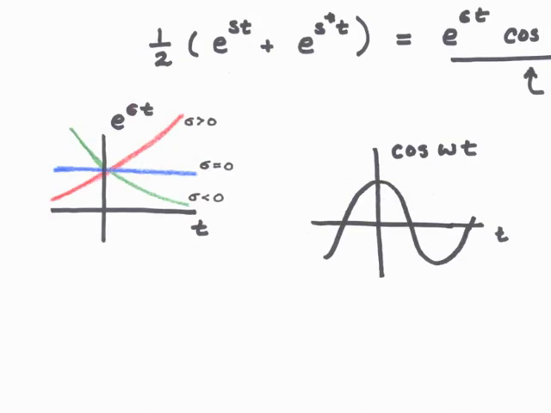Now, note that e to the sigma t is going to be a function that will either be flat if sigma is 0, increasing if sigma is greater than 0, or decreasing if sigma is less than 0. So it's the real part, sigma, that controls the growth of e to the sigma t. The cosine omega t, of course, doesn't grow. It just oscillates, and the frequency of oscillation is the imaginary part, omega.